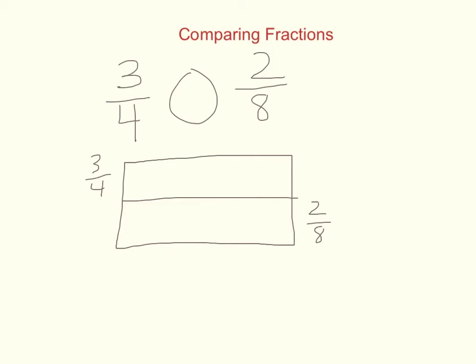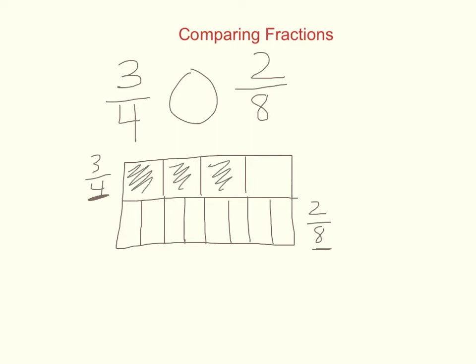Now I need 4 equal parts for my 3/4 because I'm looking at my denominator, and my denominator for 2/8 says I need 8 equal parts. So I have 1, 2, 3, 4, 5, 6, 7, 8. Okay, so 3/4, 1, 2, 3, 2/8, 1, 2. And we can definitely see that 3/4 is greater than 2/8. Let's go ahead and do that. 3/4 is greater than 2/8.